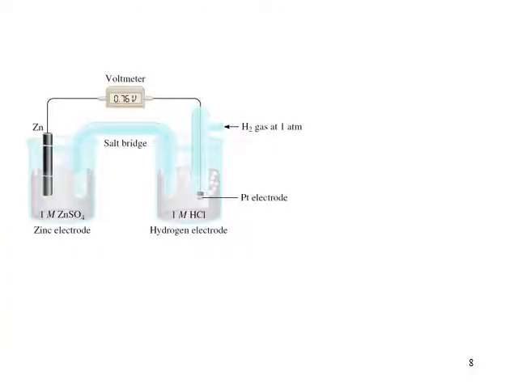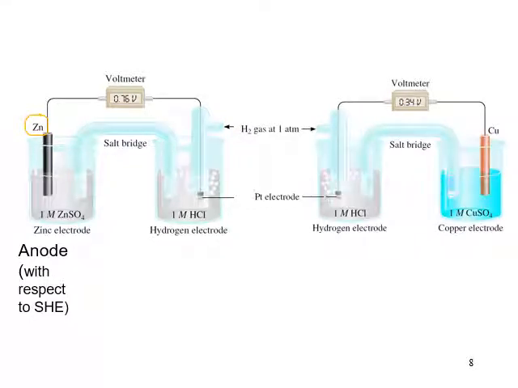So let's keep going. I created this slide because it's interesting to see that when we coupled zinc with the SHE, we got an oxidation. When we coupled the copper with the SHE, we got a reduction. Now, what would happen if you couple the copper with the zinc? Because now we're trying to explain where, if you recall, that 1.10 volts comes from when you couple zinc with copper.